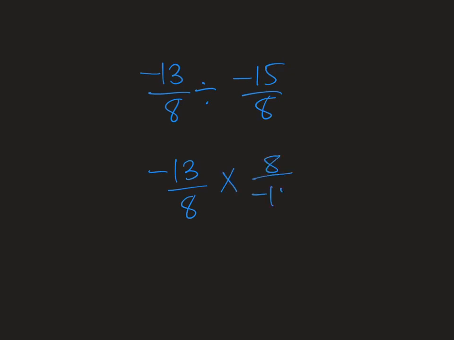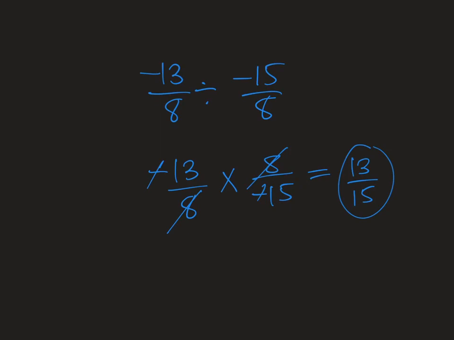Example, we have negative 13 over 8 divided by negative 15 over 8. So we write that down as negative 13 over 8 times 8 over negative 15. Notice that the 8s can cancel right away, and the minuses also go away because a negative divided by a negative is a positive. So then we have 13 over 15 as our final answer for that particular problem. So that was number 48. Let's do one more problem and then we'll move on to adding and subtracting fractions.